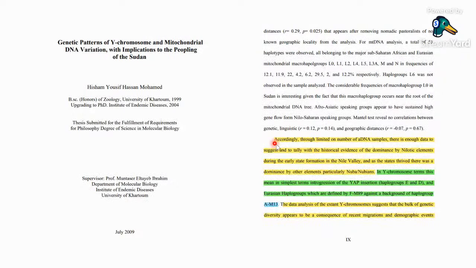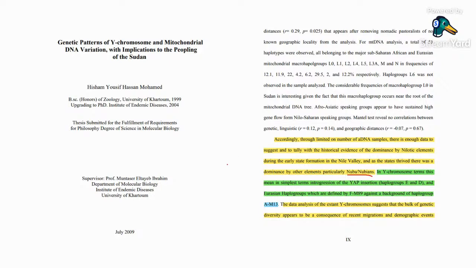It says accordingly, though limited in number of aDNA samples, there is enough data to suggest and to tally with the historical evidence of the dominance by Neolithic elements during the early state formation in the Nile Valley. And as the states thrived, there was a dominance by other elements, particularly Nuba / Nubian. So even this is telling you that those Nuba people that I brought out earlier are those Nubians, who in turn would be descendants of Cush.